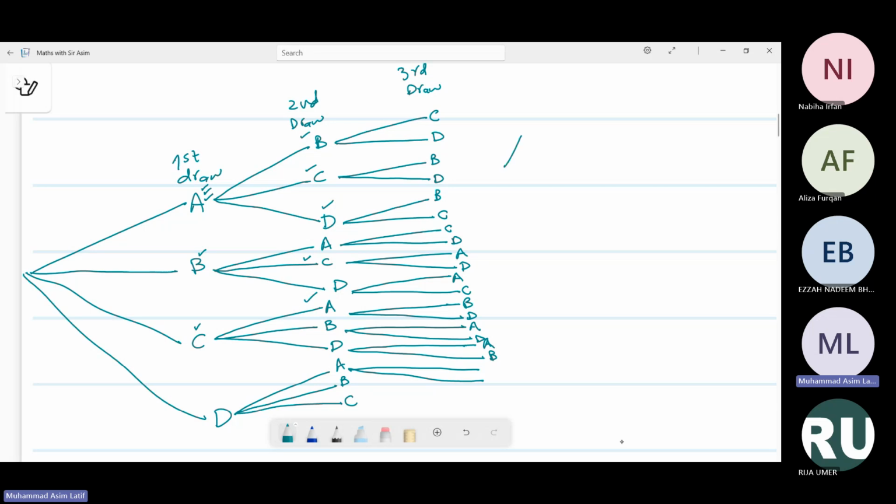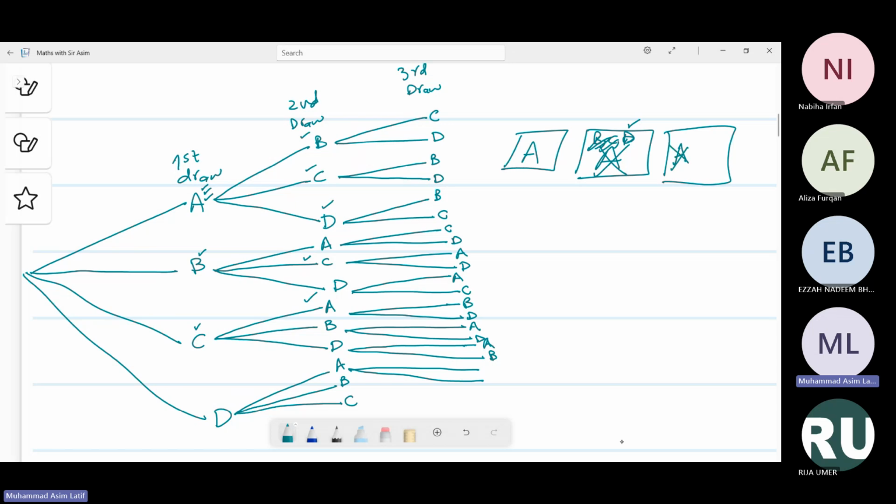Like for example, if you have got A, then for the second card and the third card, it cannot be A again. It would either be a B or a C or a D. Once, for example, you have placed this card D, then in the third place, it can neither be an A nor a D. It would be either a B or a C. So that is how it is to be done.